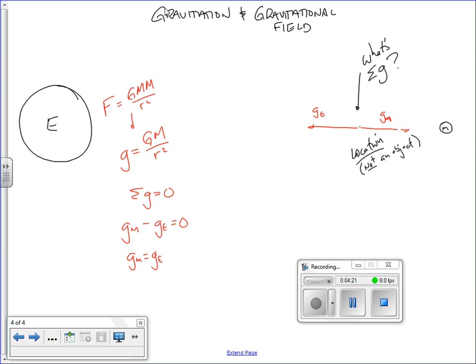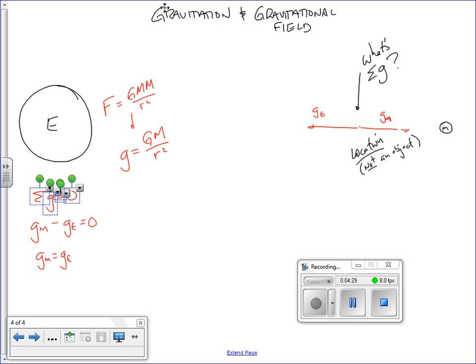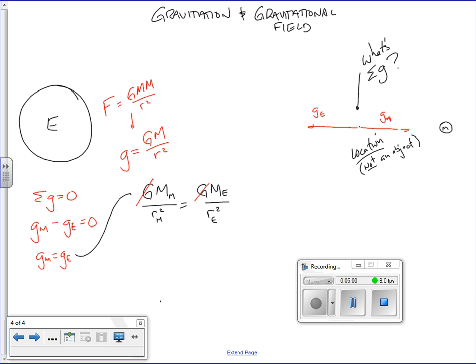Let's see if I can bounce this stuff over here. If we go over to here, G is big G. Now, g Moon depends on the mass of the moon and how far from the moon you are, not the radius of the moon. How far from the moon you are. And g of the Earth depends on the mass of the Earth and how far from the Earth you are.